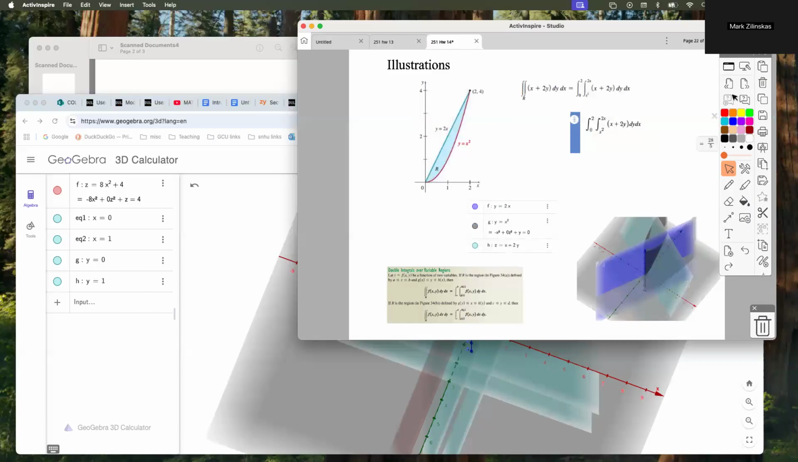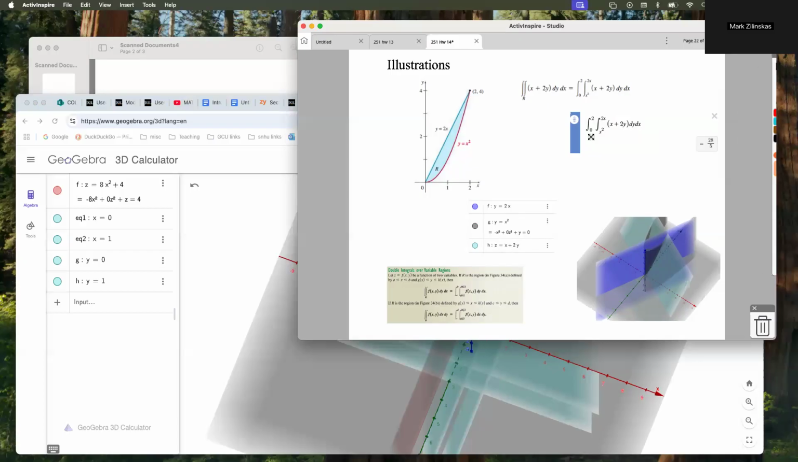So here's a particular one right here. I've got to decide now where my functions are, and it's pretty obvious with this direction here. I've got a function y in terms of x, and y in terms of x squared. So I'm going to evaluate my inside antiderivative with respect to y first, and y is going to start at x squared and go all the way up to 2x. And this is just a Desmos expression right here, and it's set up here actually.